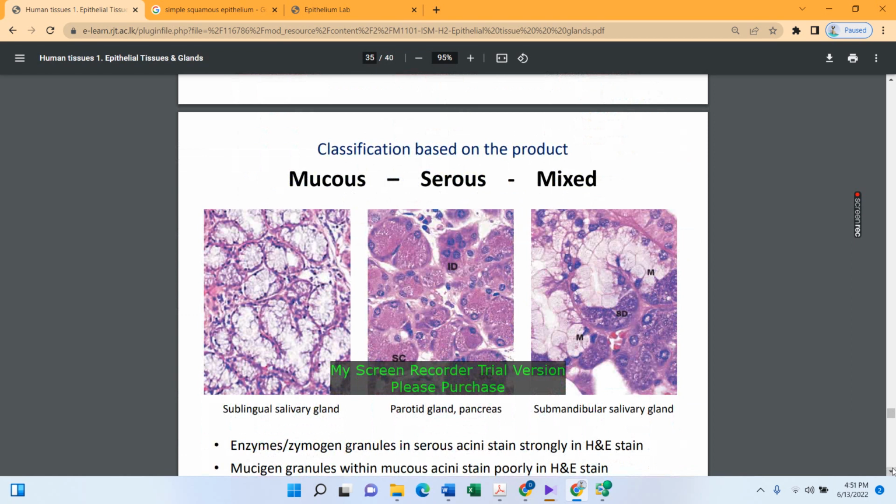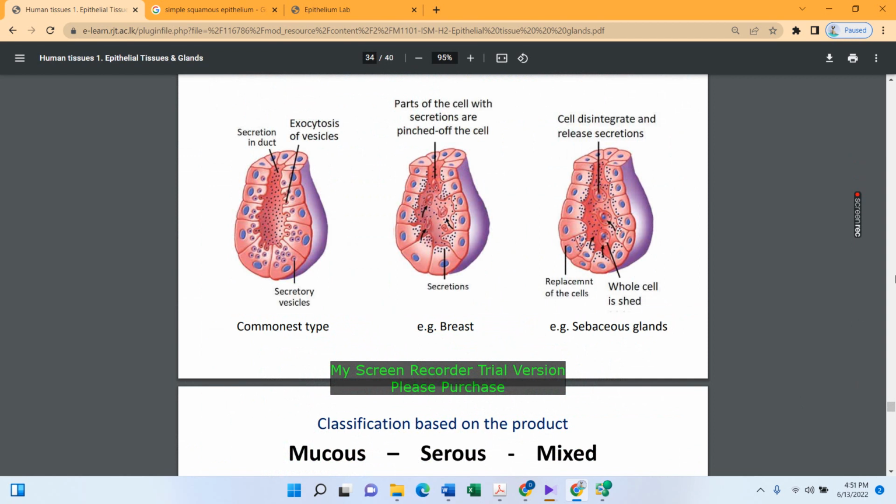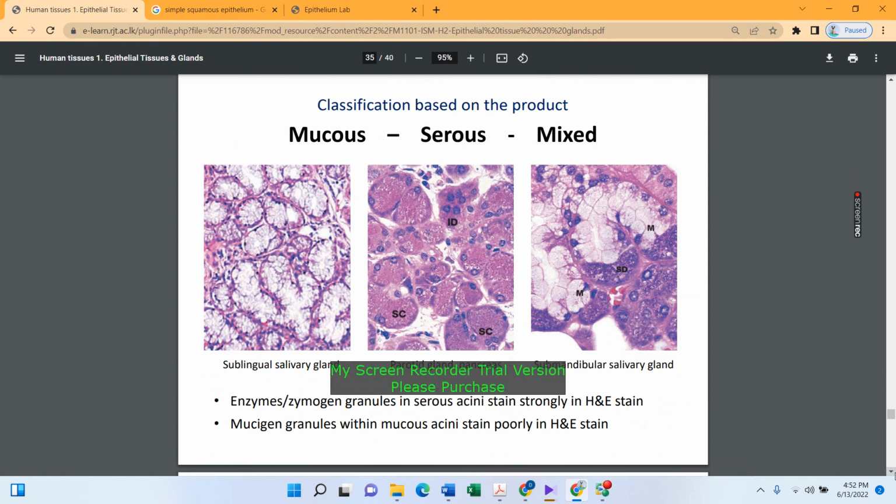So this is a classification based on the product. You can see mucous, serous, mixed. Enzymes and zymogen granules in the serous acini stain strongly in H&E stain. So this is mucous, serous, mixed, and this is the sublingual salivary gland.